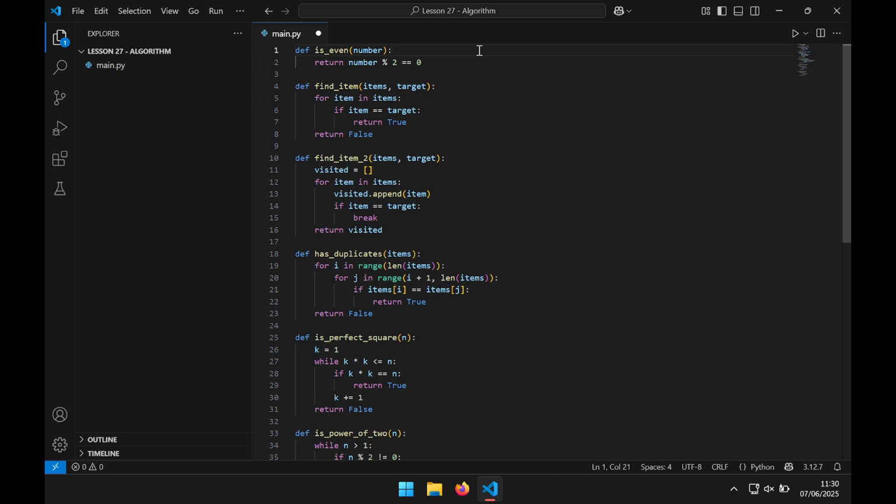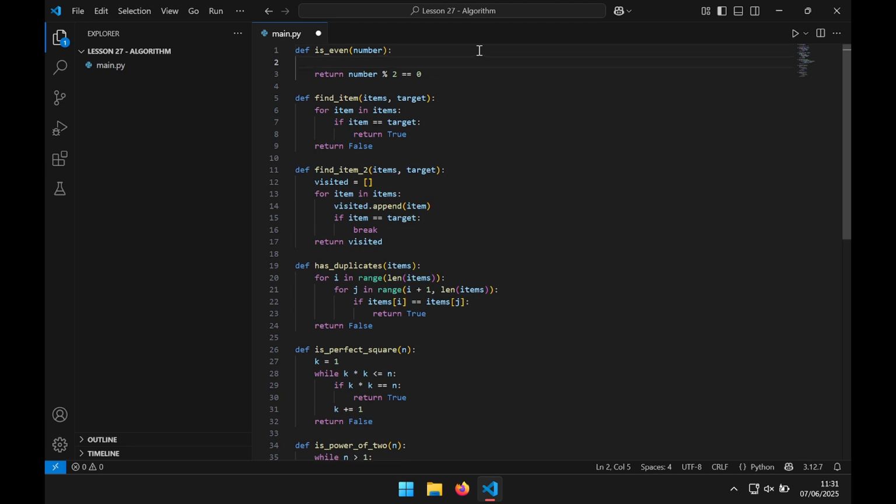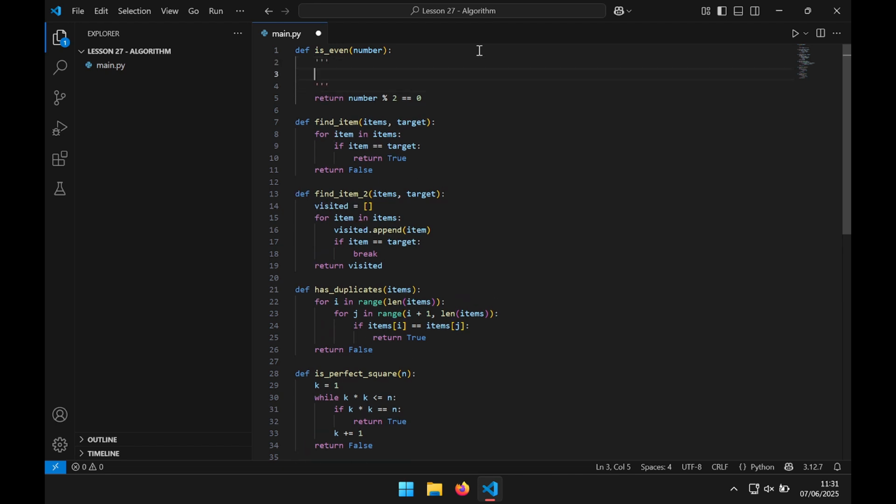Hi guys, in this lesson we are going to learn how to calculate the time and space complexity of different functions. We'll look at some typical examples that will help you understand how to analyze performance in real code. Time complexity helps us estimate how much longer a function will take to run as the input gets bigger. Space complexity tells us how much memory a function uses as the input size grows.